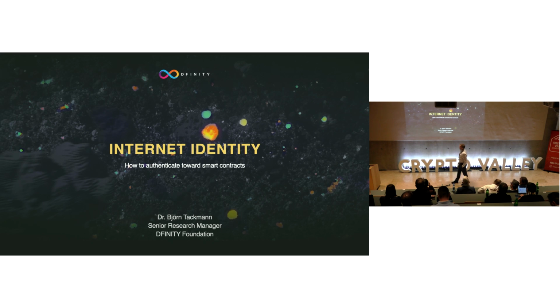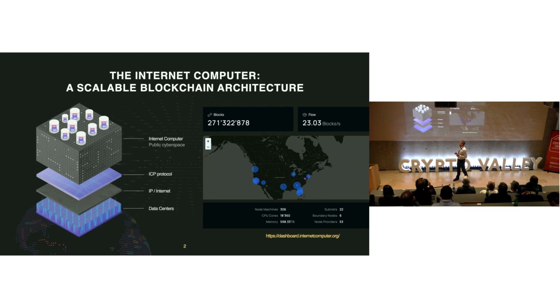So I named the presentation How to Authenticate Toward Smart Contracts, and I want to start with giving a little context of what I mean by that. The Internet Computer is a blockchain that is special in some ways, and one of them is that it is scalable. I just took a screenshot from our dashboard here: 23 blocks per second. Every single block can easily contain 1,000 or more transactions, depending a bit on the transaction size. And we're still scaling, so it's horizontal scaling. The Internet Computer is growing in capacity now every week.